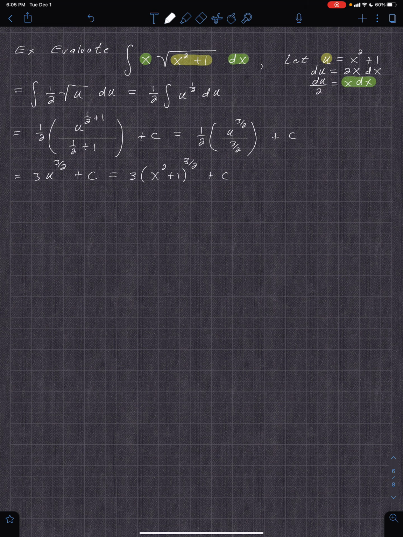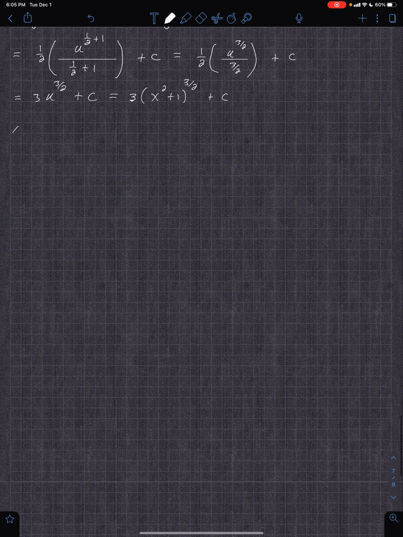All right. Let's see, there's a couple more to do. Let's try another one. Let's do this one. Integral of cosine cubed 5x sine 5x dx.